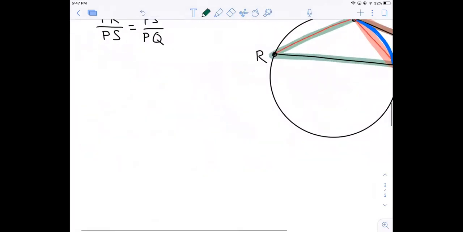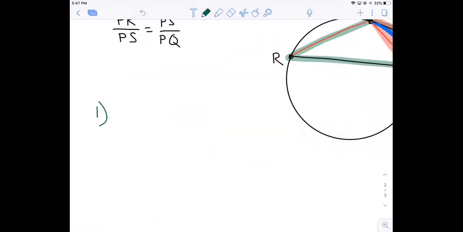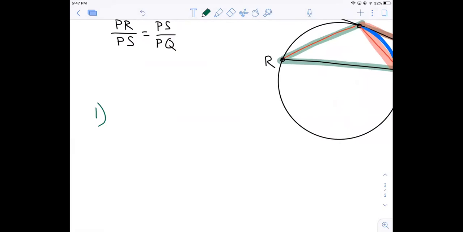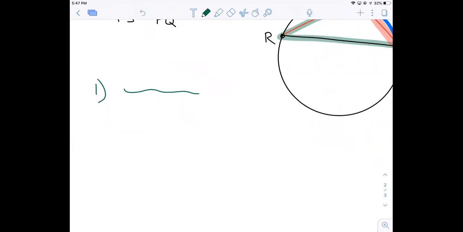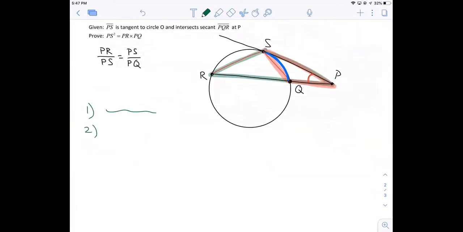Let's write this out. I'll be writing just the steps. You guys can write the reasons. But first step, of course, is write out your givens. And the reason is given.